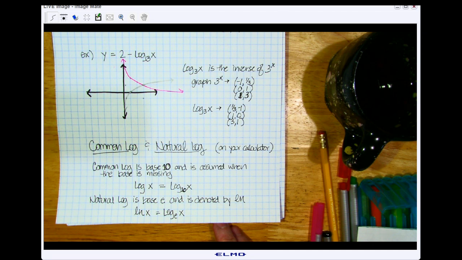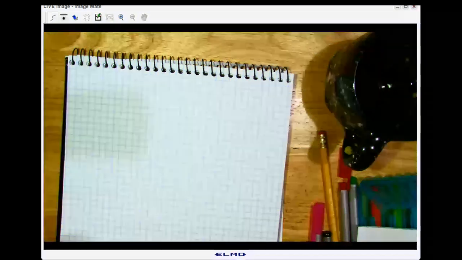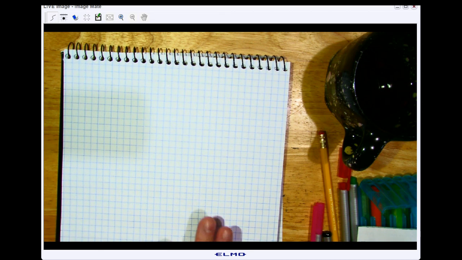I'll shift it. I want to try it. Okay. You got a calculator handy? Okay. Awesome.